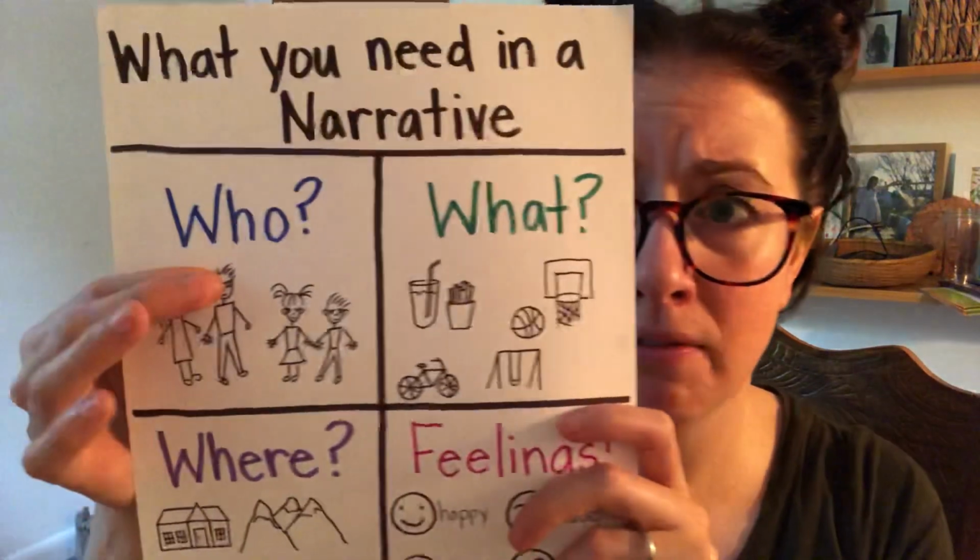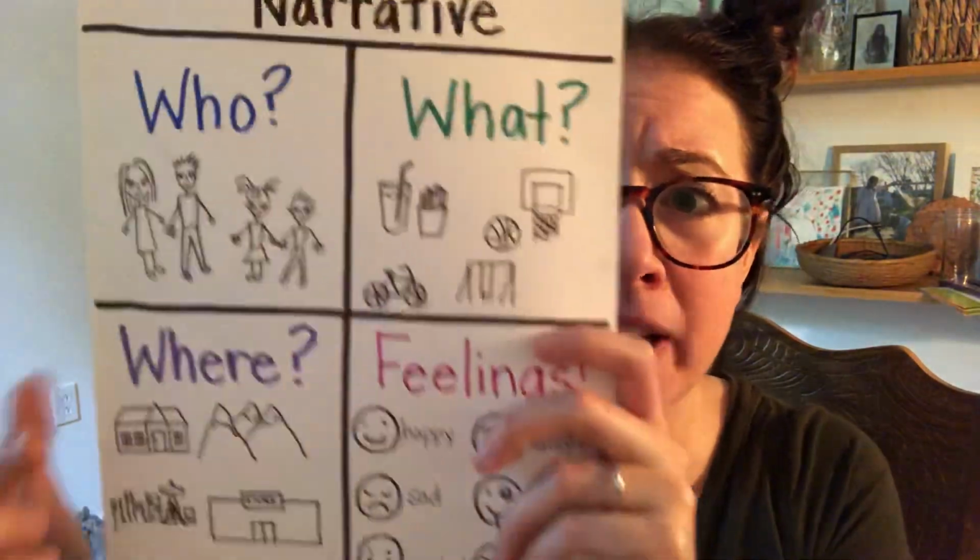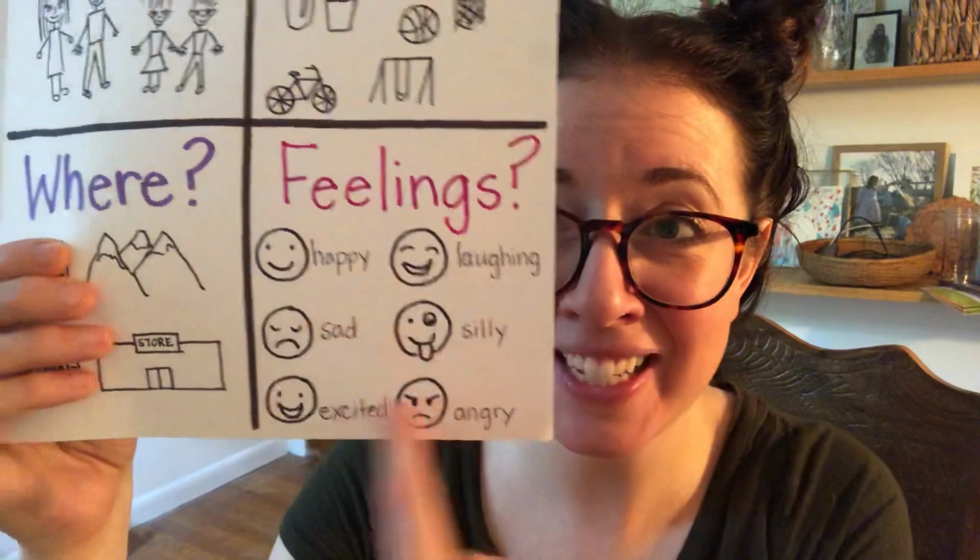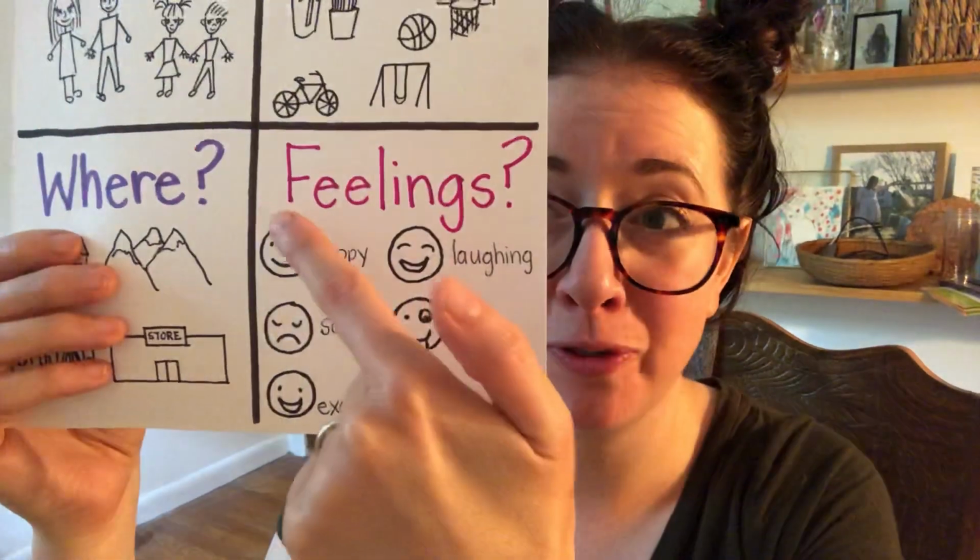And a few weeks ago, we talked about what needs to go in a narrative, right? We actually made a poster about it. We talked about who needs to be in a narrative, what you are doing, where you are going. And the missing square is about feelings, right?